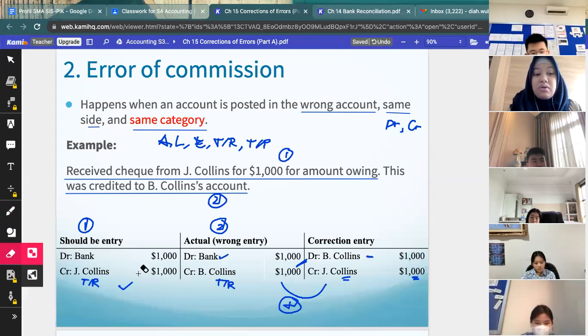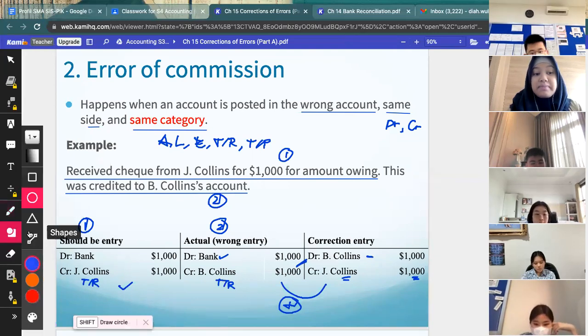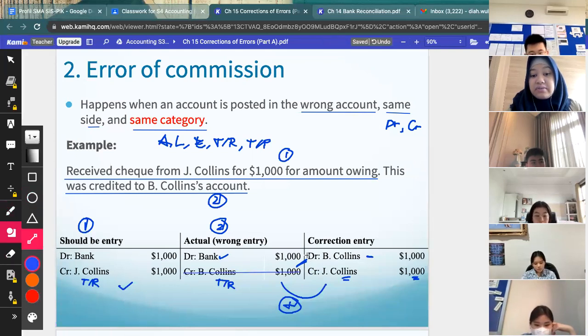Yeah, you already recorded B. Collins in the credit side. How to make a cancellation? You put B. Collins in the debit side. This is the new entry that we create to correct the actual entry. After you make the entry in the debit side, B. Collins in the debit side combined with the actual B. Collins in the credit side, it now becomes gone or zero. Yeah, they cancel each other out.